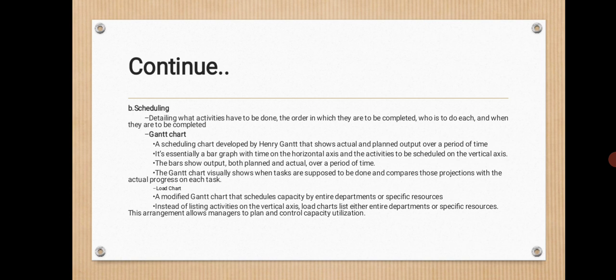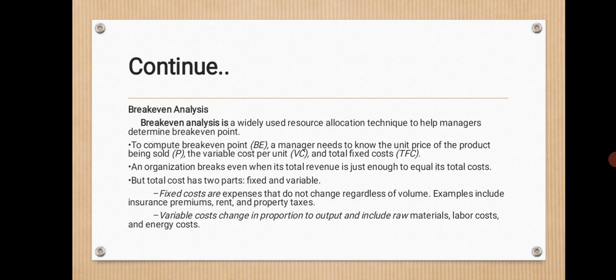The next one is a load chart, a modified Gantt chart that schedules capacity by entire department or specific resources. Instead of listing activities on the vertical axis, a load chart lists either an entire department or a specific resource. This arrangement allows managers to plan and control capacity utilization.